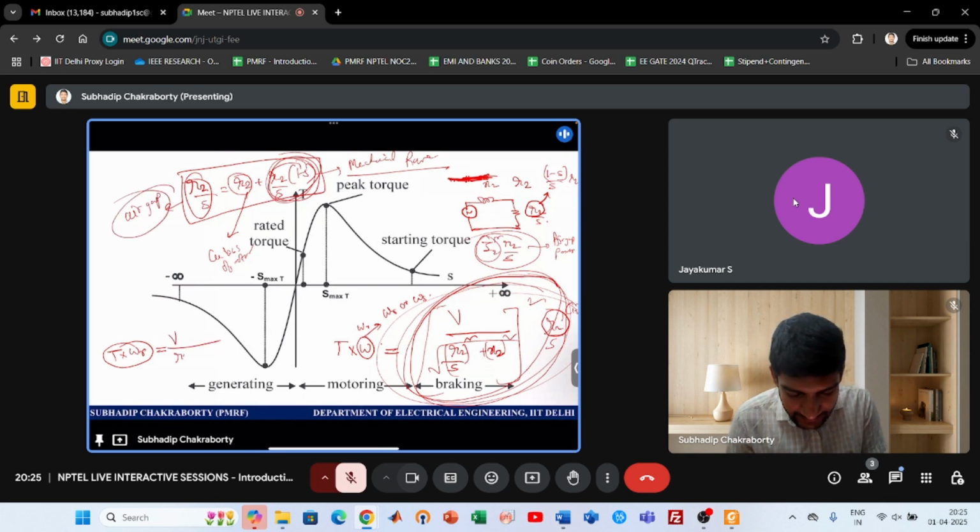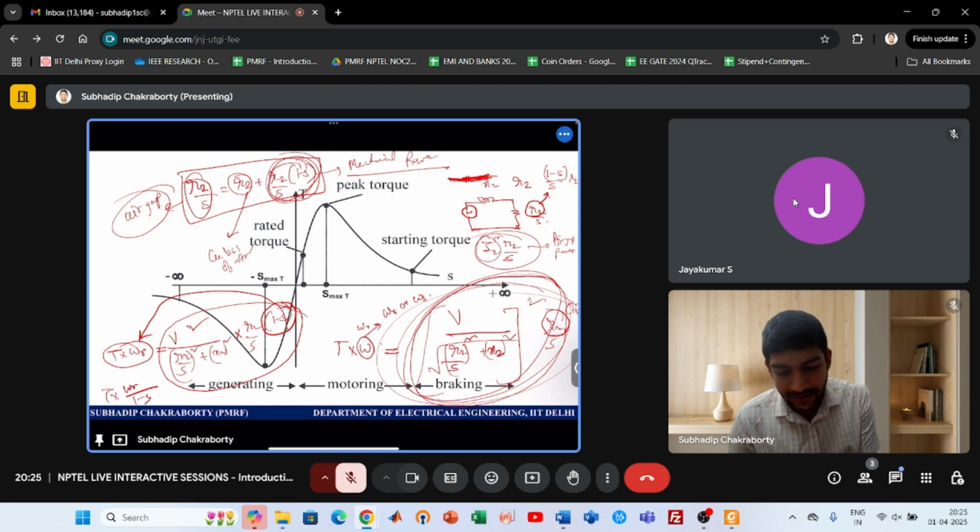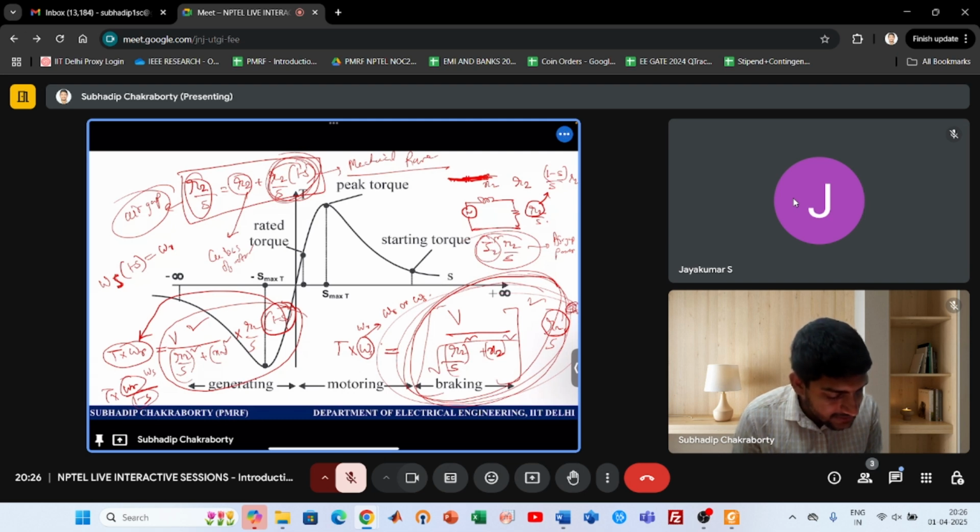So I needed to have written V square by R2 by S whole square plus X2 square, into R2 by S into 1 minus S, because this is mechanical power, not R2 by S. So if you take this 1 by S this side, it becomes torque into omega R by 1 minus S. And omega R by 1 minus S is nothing but omega S. So either you write tau into omega S equal to this.